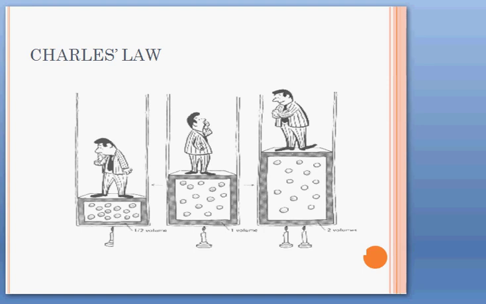Now what happened to the third cartoon, the third man? When the temperature keeps increasing, the person standing on that particular container where the gas is inside has also been lifted higher. It's a very funny cartoon picture, but the conclusion is that there is a hidden concept of Charles' law.